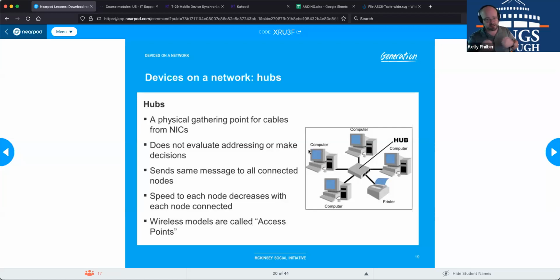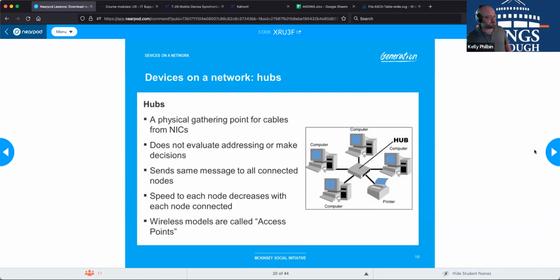Each computer you add to a hub slows it down even further, because you're having more collisions. More people are trying to talk. Computers have to back off more often. So each time you add a computer, it gets slower and slower. So how do we combat this? What could we do to kind of simplify this?